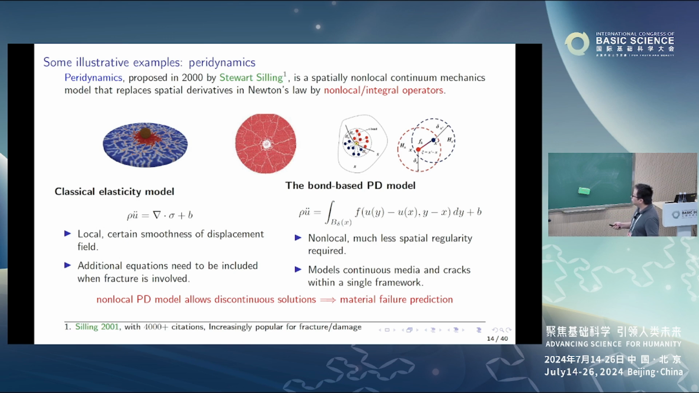And it can model the continuous media and the cracks within a single framework. Okay, so it allows discontinuous solutions. So people would like to use it to predict material failure.